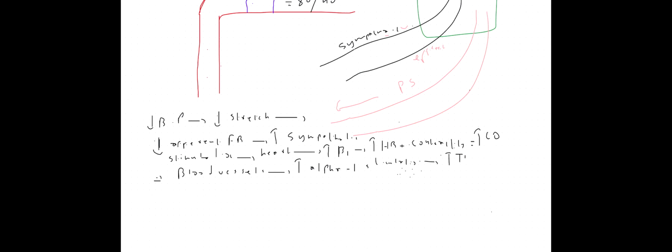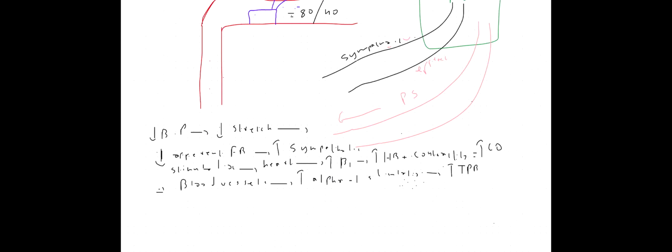Systemic vascular resistance will increase. Preload will also increase because you will also get venoconstriction. So preload and afterload both will increase. So this is the response against the low blood pressure.